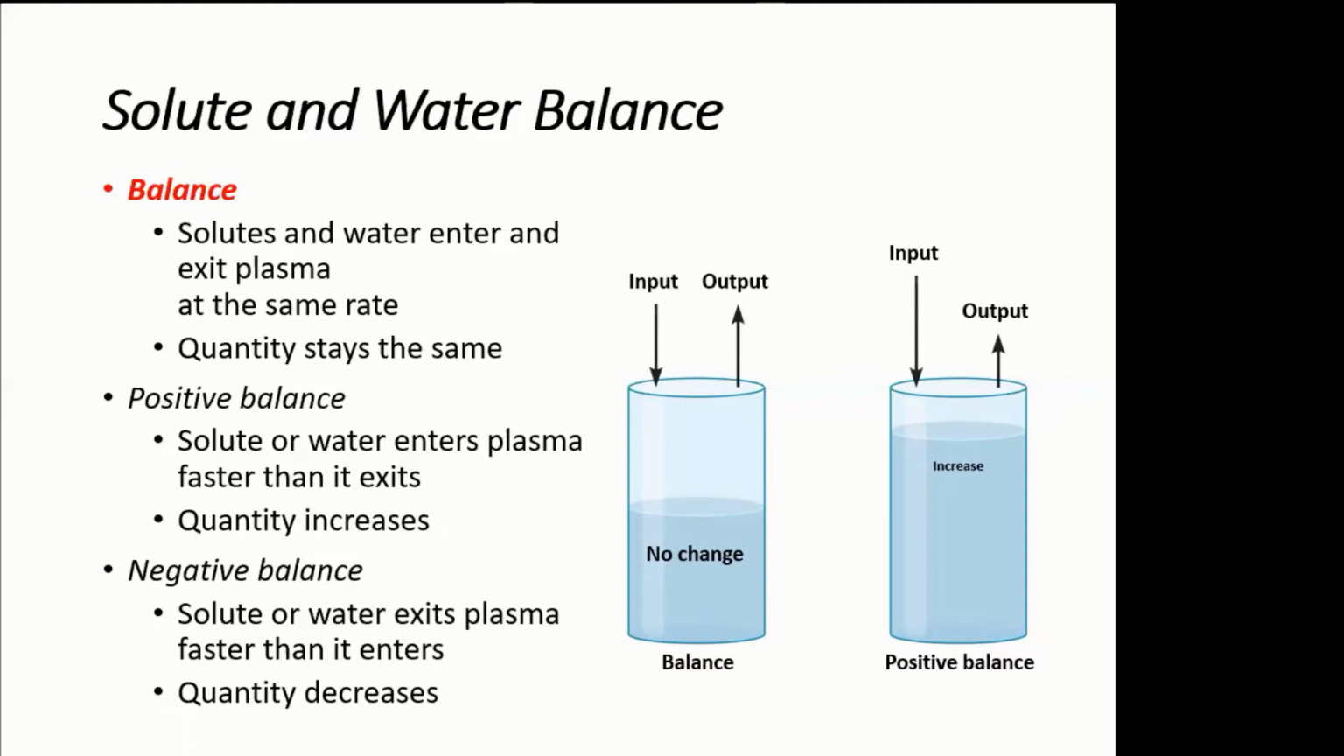Negative balance is just the opposite. So if we have solute, say, sodium or water, again, as in this image, exiting the body faster than you're taking it in or producing it, that means you're in negative balance and the total amount in your body is decreasing. So negative balance is just your output is greater than the input.